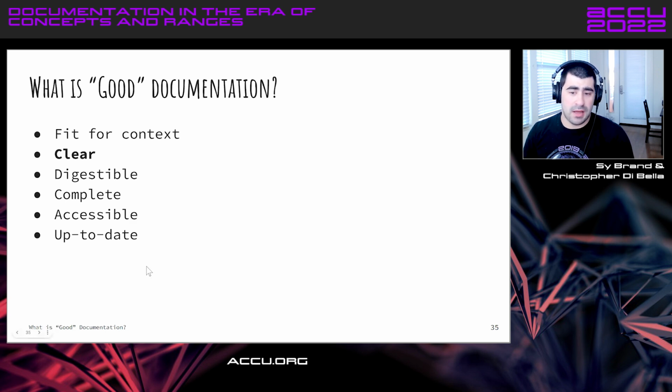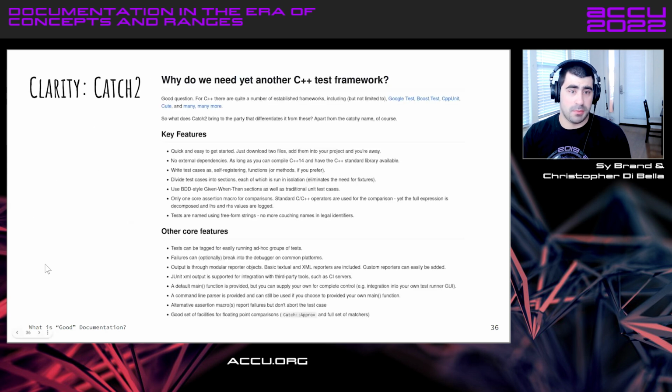So let's take a look at Catch2, because it's got some really clear documentation, in our opinion. This particular document is, I think, on the README of Catch2, which means it's the very first thing that you're going to see. And it asks a broad question: why do we need yet another C++ test framework?